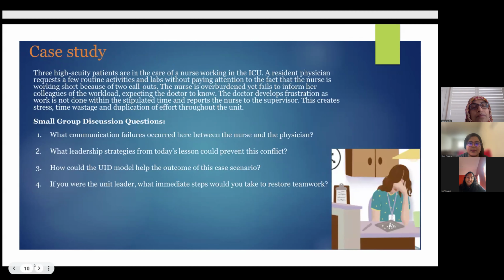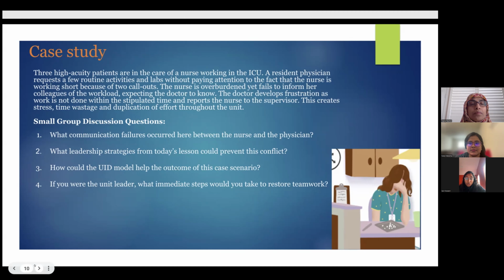Now, we are going to transition into our small group application. This case study illustrates how poor communication impacts workload, teamwork, and resource management in real time. Here, for example, we have a nurse caring for three high acuity patients. A resident physician orders routine tasks without realizing staffing is short. The nurse is overwhelmed but doesn't communicate this, assuming the doctor should know. The doctor becomes frustrated when tasks aren't completed and reports the nurse, creating tension and wasted time across the unit.